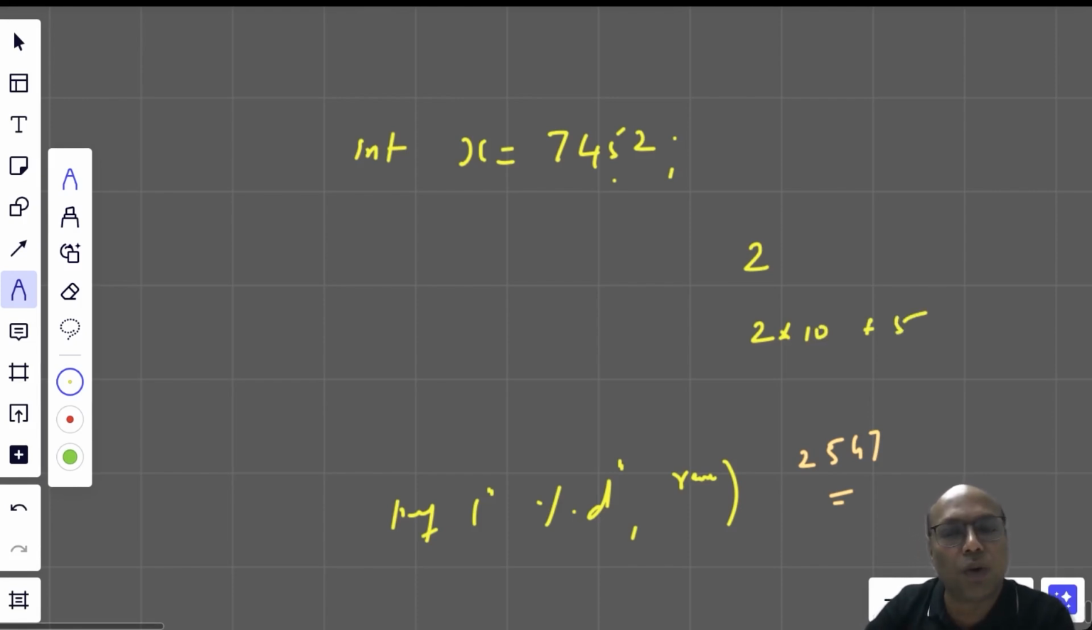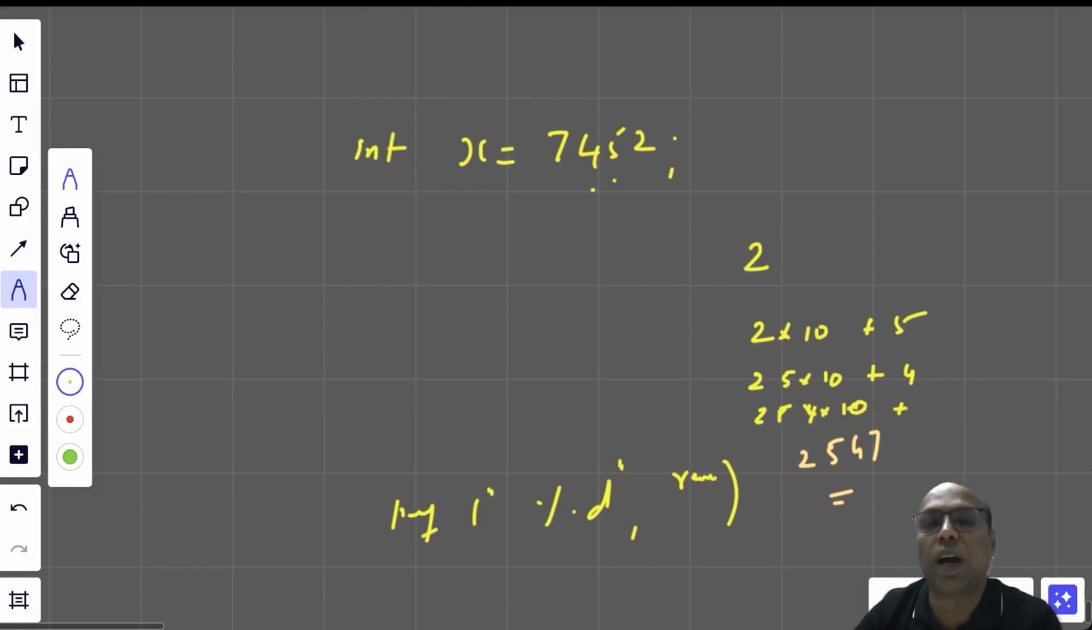Next time you get 4. What do you have to do? You have 25 in your hand. 25 into 10 is 250, plus 4 is 254. Now you have 254. Again, 254 into 10 plus 7 gives 2547. Got it?